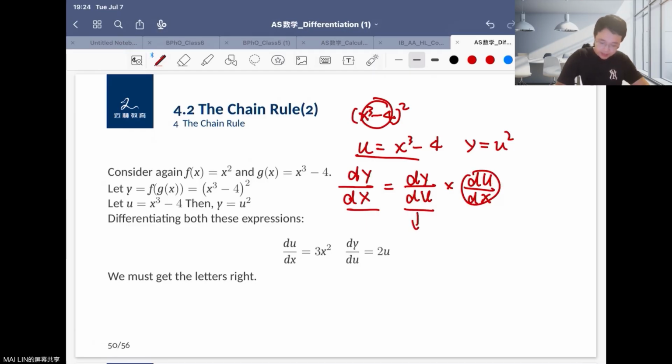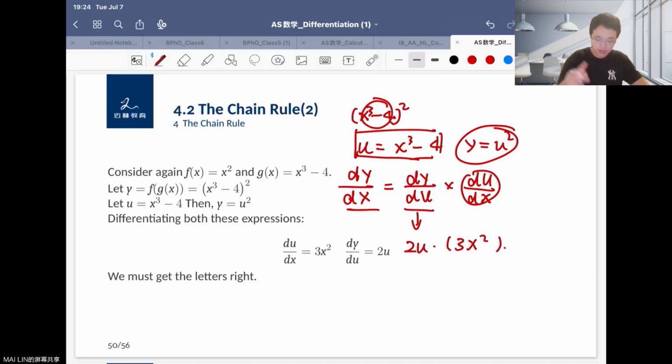Here dy over du, for y equals u squared, is 2u, because the power moves in front and then power minus 1. And du over dx, because u equals x cubed minus 4: the differentiation of x cubed is 3x squared, and minus 4 is 0. So it's 2u times 3x squared, which is 6ux squared. With u equals x cubed minus 4, it is 6 times (x cubed minus 4) times x squared. That is our final answer.